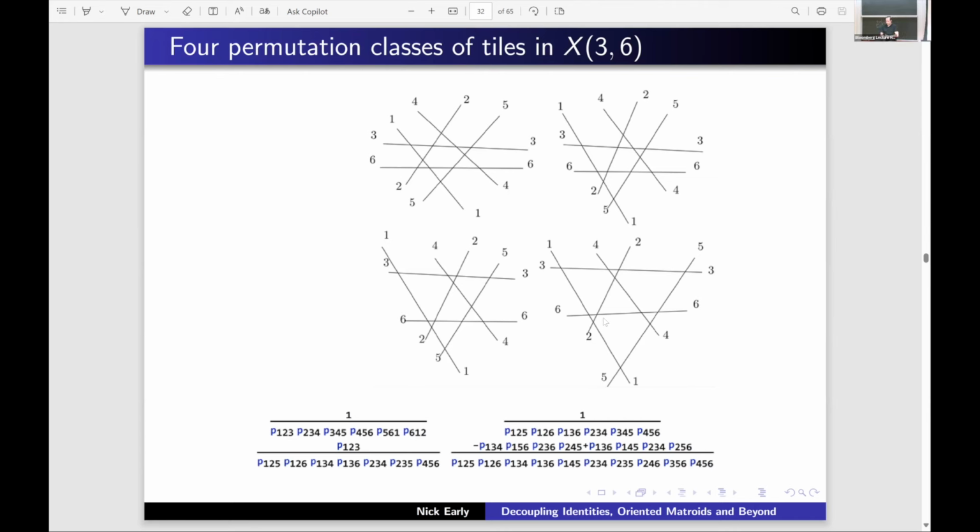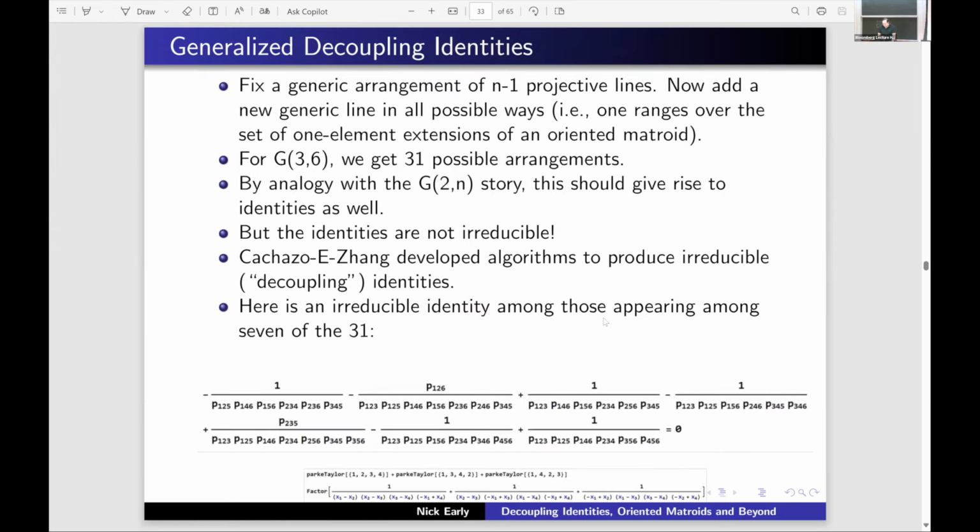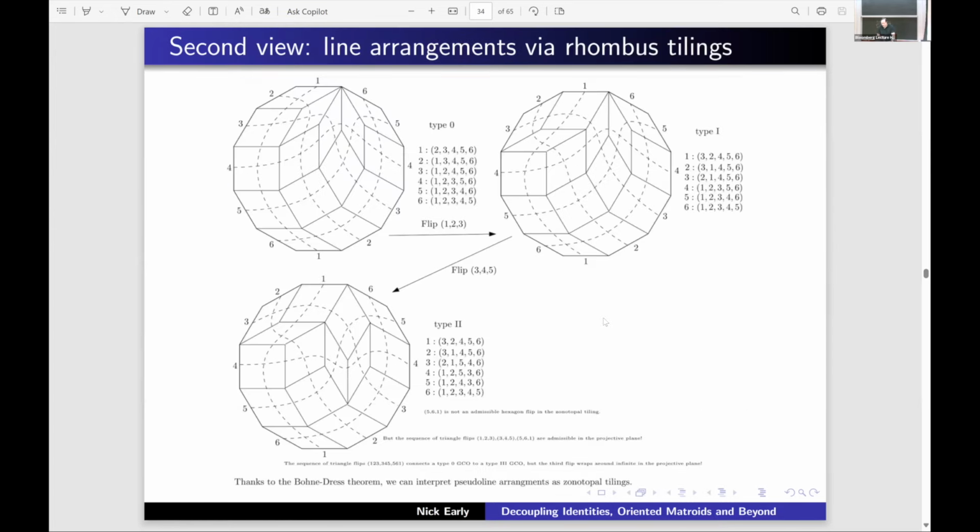Okay, so just a quick word on the math side. If you want to make this construction systematic and axiomatize it using oriented matroids, then there's a theorem due to Bohne and Dress, which says that we can interpret our line arrangements in P2 as certain rhombus tilings of a zonotope.